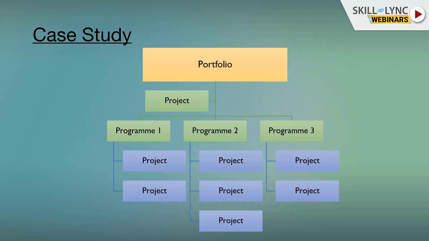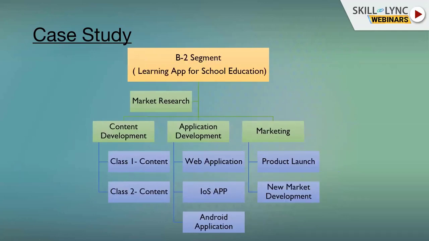which is content development, application development, and marketing. So content development of class 1 and class 2: class 1 can be basic content development, and class 2 is advanced learning or advanced content development, right? Now we have these kinds of activities. Then the other is application development.